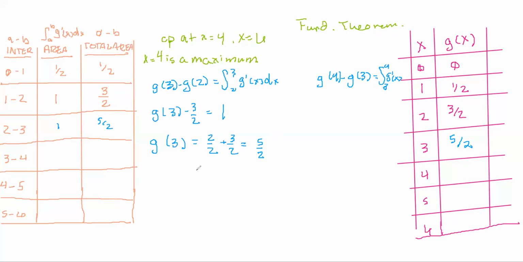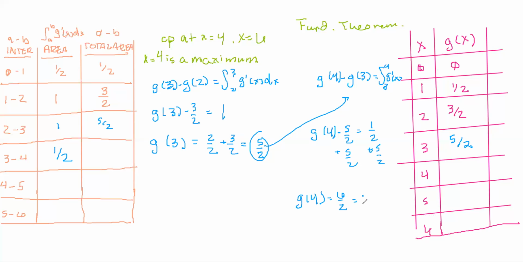Okay. So then we're going to bring this up to here and say that g of 4 minus 5 over 2 is equal to, and then here again we have an area under the curve of 1/2 from 3 to 4. So this is going to be 1/2 plus 5 over 2. G of 4 is going to be equal to 6 over 2, or 3. So here we have 3. Okay. Then we're going to continue going on between 4 and 5.